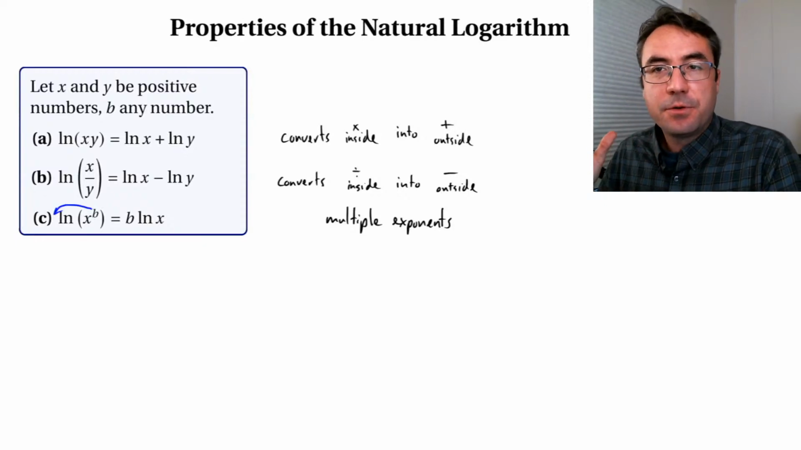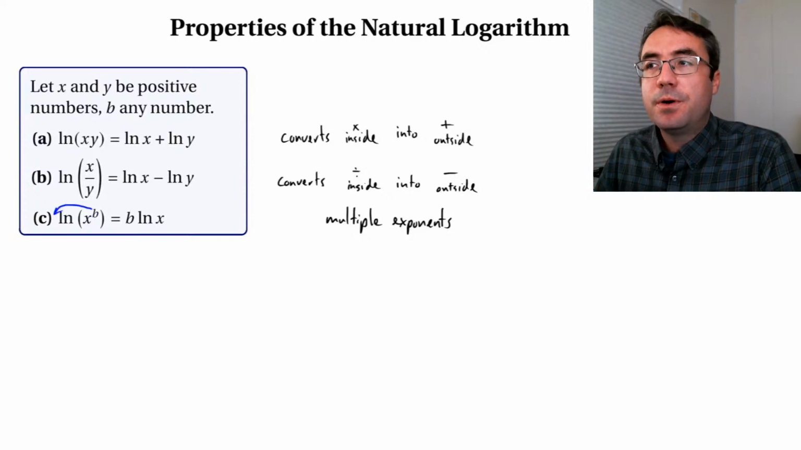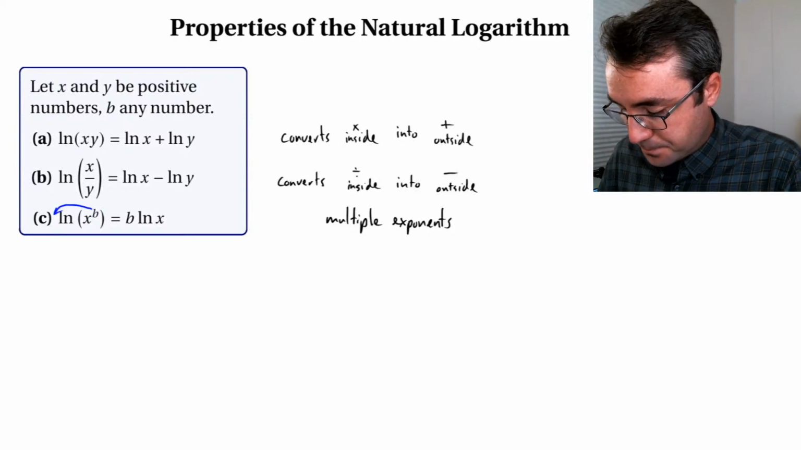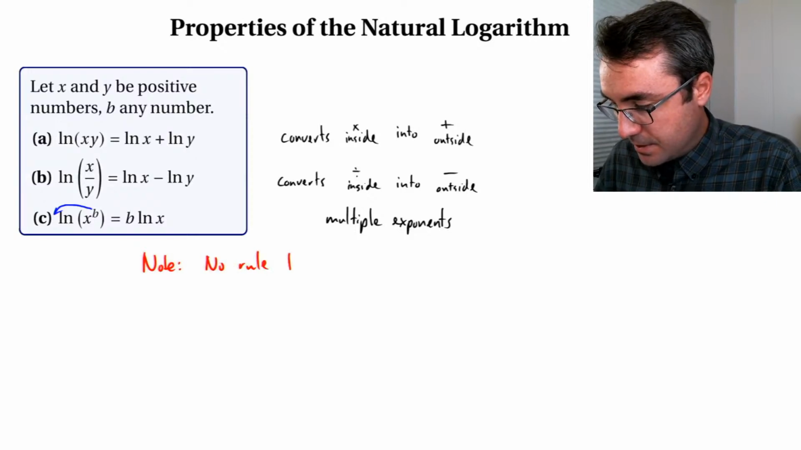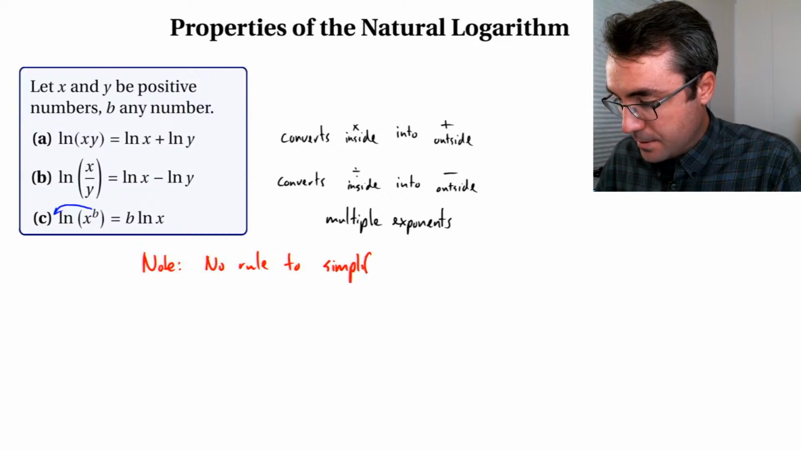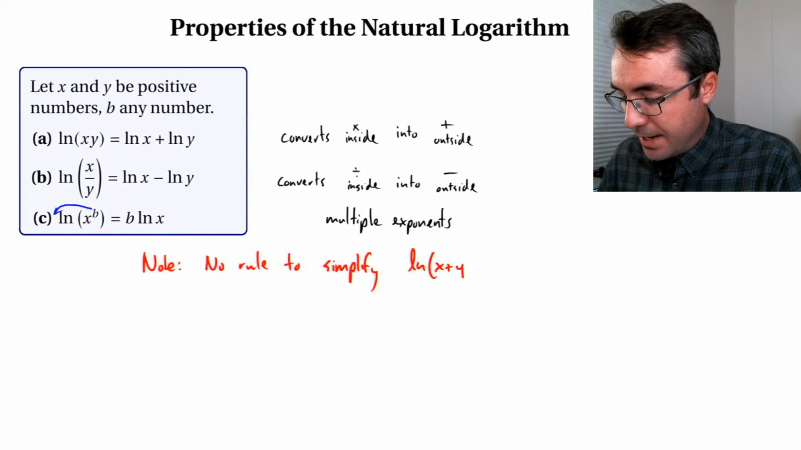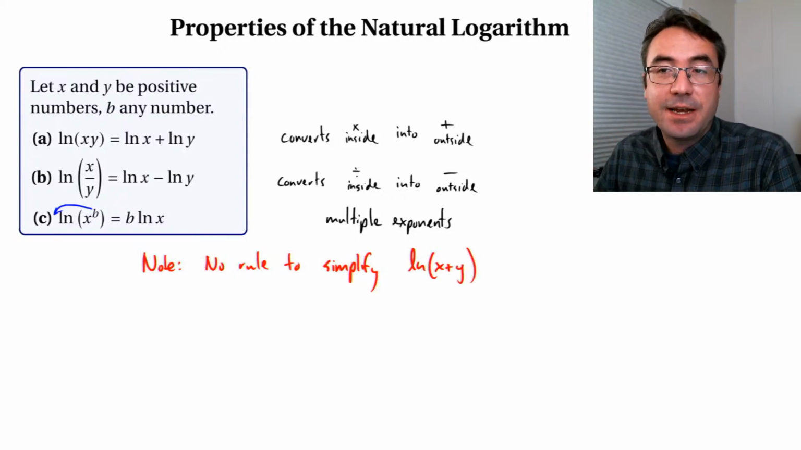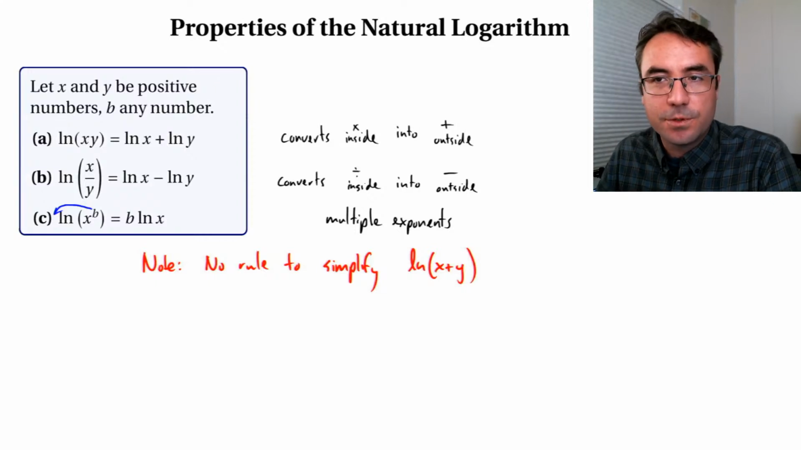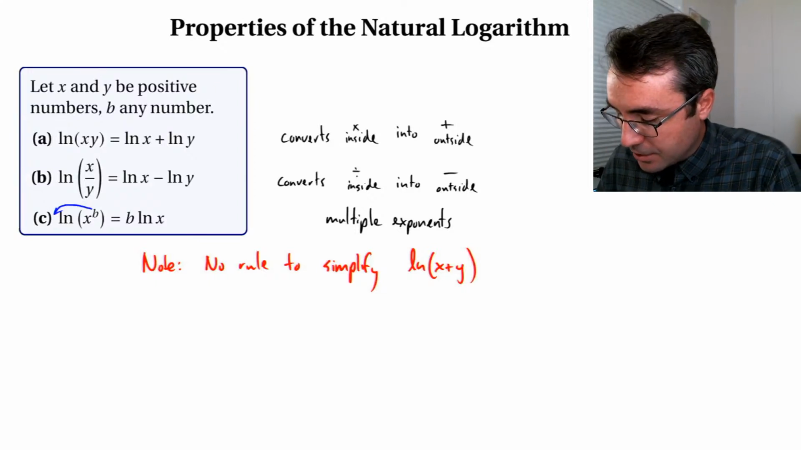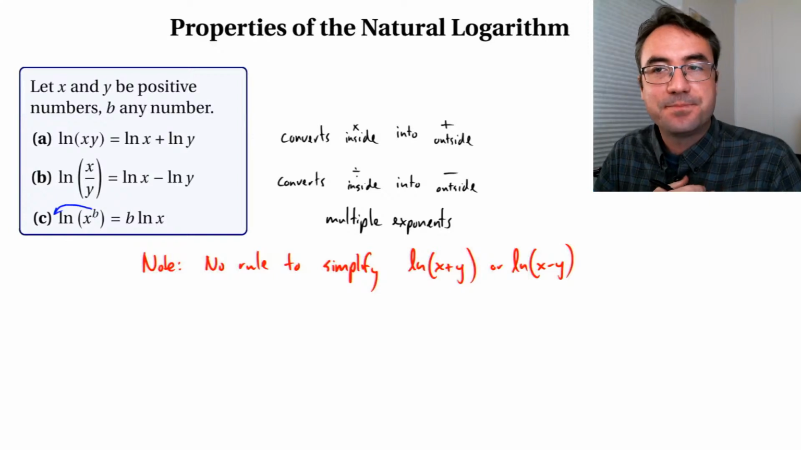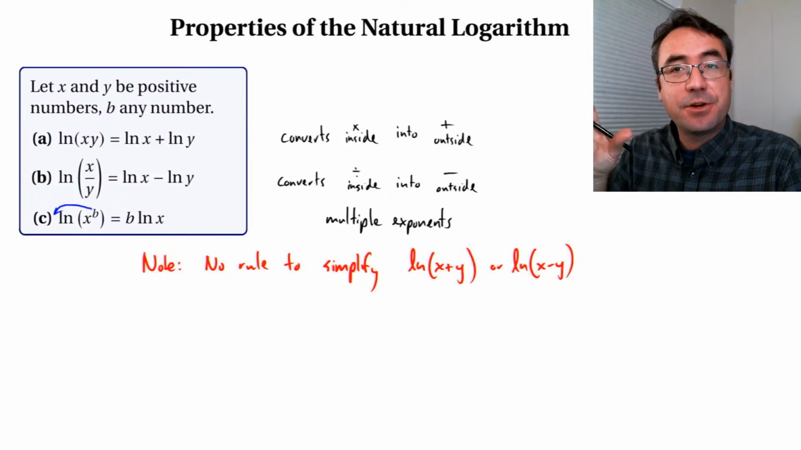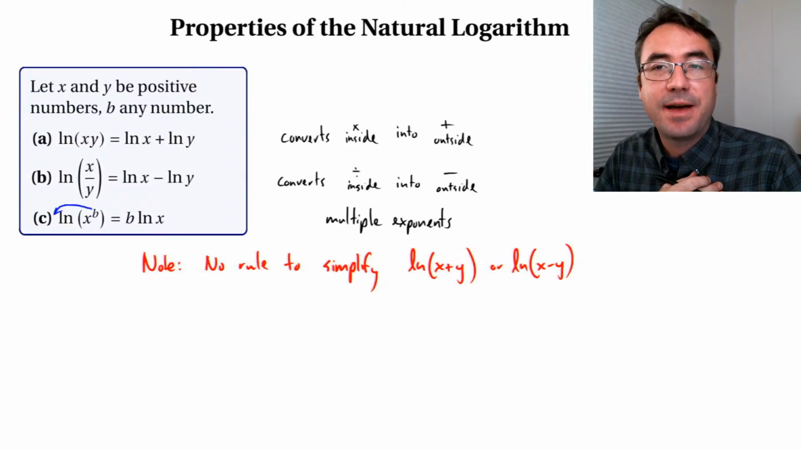And so if you're looking at this, there's no property. So just a note here. No rule to simplify the natural log of x plus y. So if the addition occurs inside the natural log function, we're just stuck. There's no rule to simplify that further. Same thing with subtraction. If subtraction occurs inside the log function, we're just stuck with it. But if it's multiplication, division, or exponents, we can do quite a bit of simplifying there.